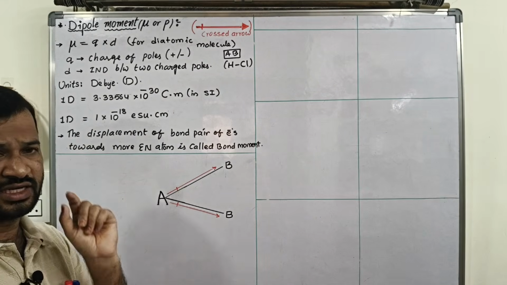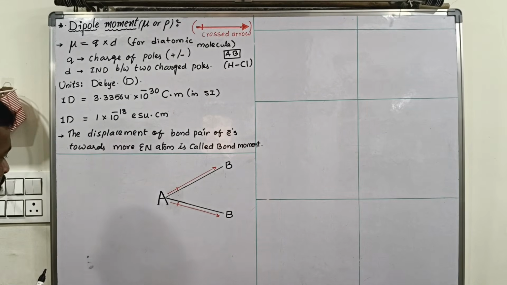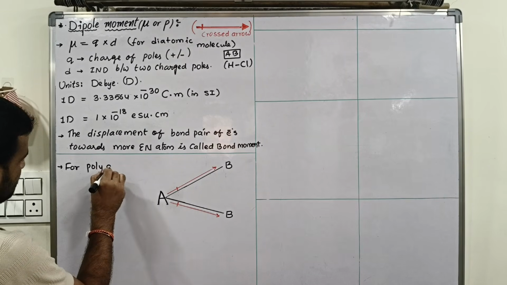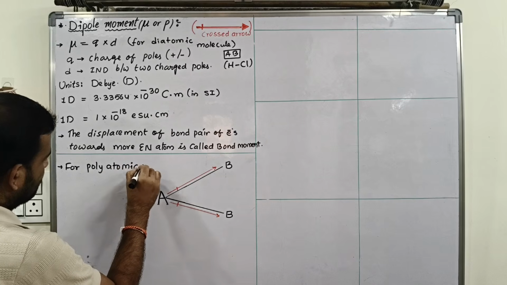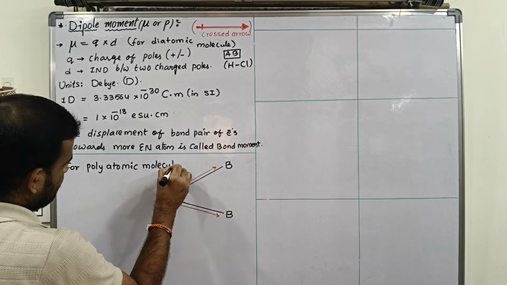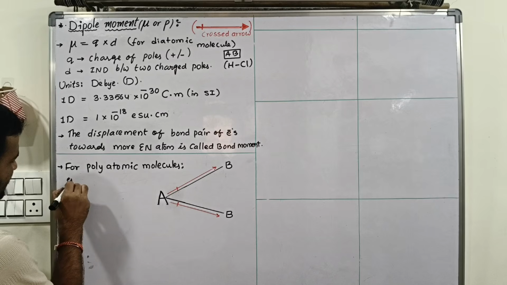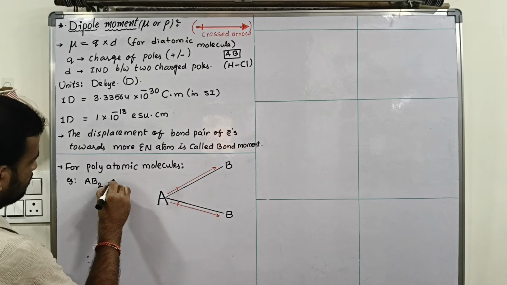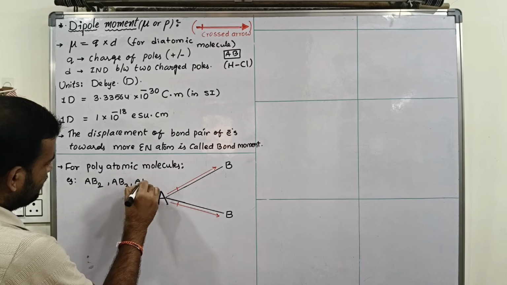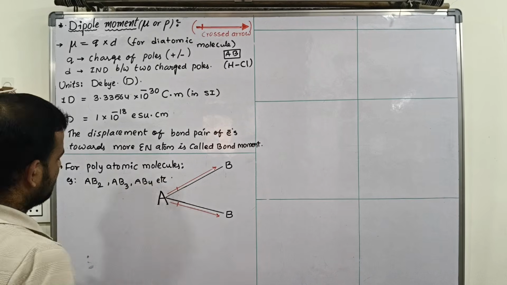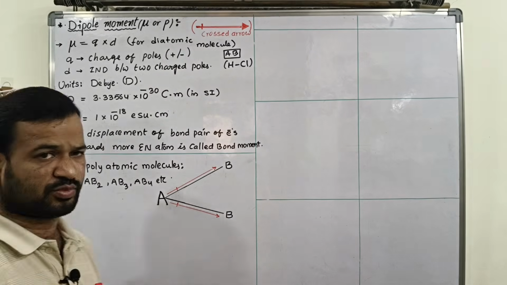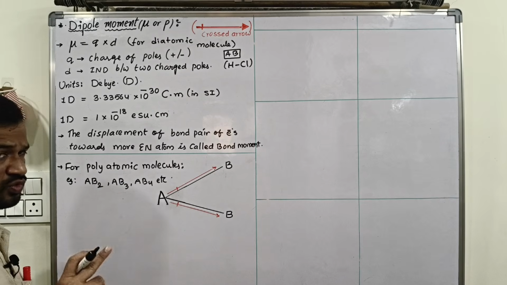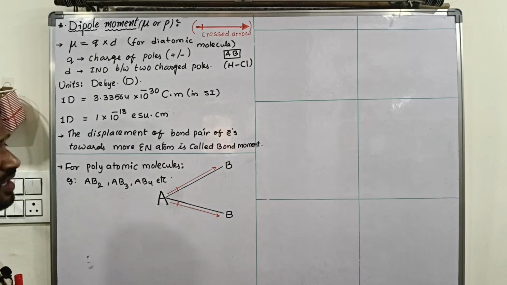So that is the resultant dipole moment for polyatomic molecules. For example, AB2, AB3, AB4, etc. Here A is the central atom and B is the bonded atom. For this type of molecule, how do we determine the dipole moment?